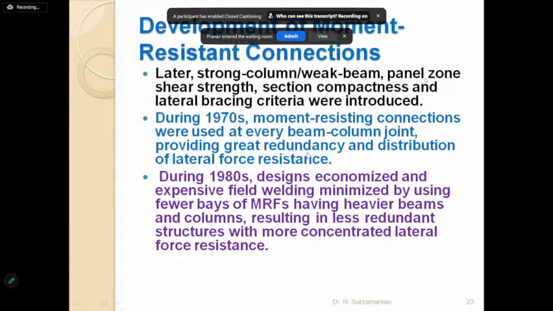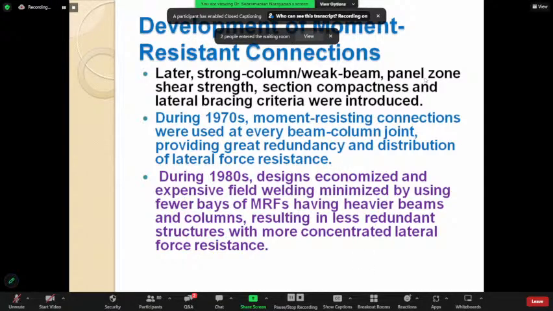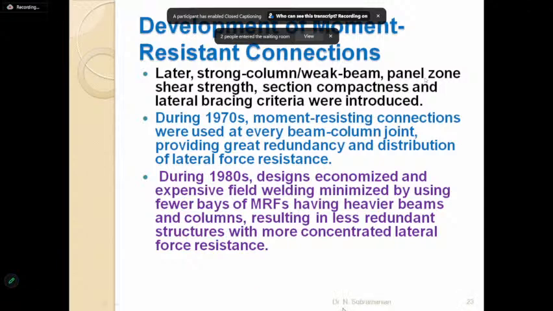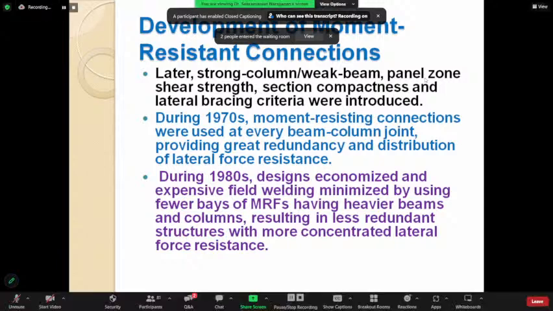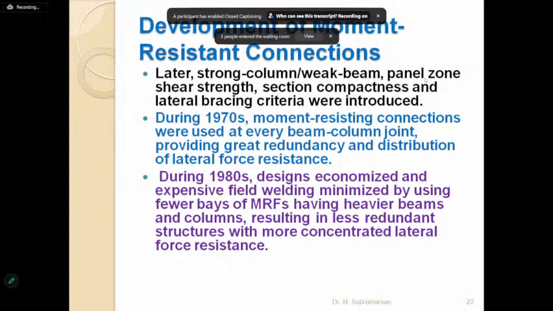During the 1970s, moment resisting connections were used at every beam column joint, providing great redundancy and distribution of lateral force resistance. But in the 1980s, designs were economized and expensive field welding minimized by using fewer bays of MRFs, having heavier beams and columns, resulting in less redundant structures with more concentrated lateral force resistance.